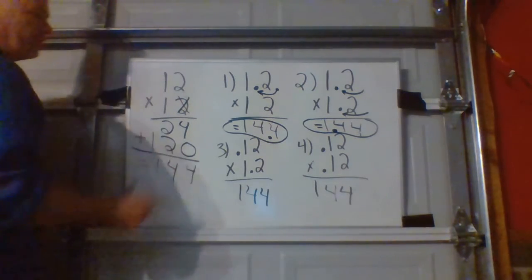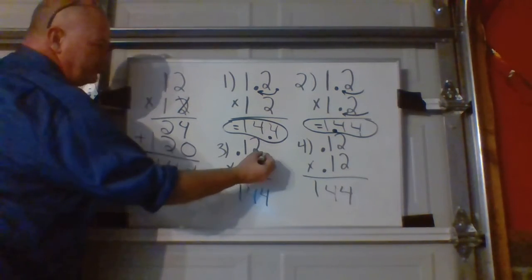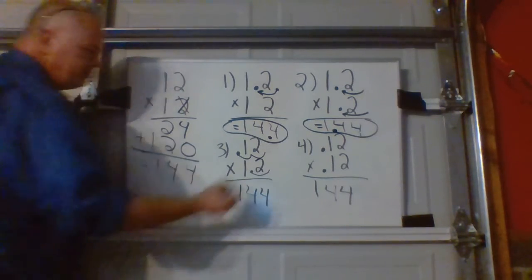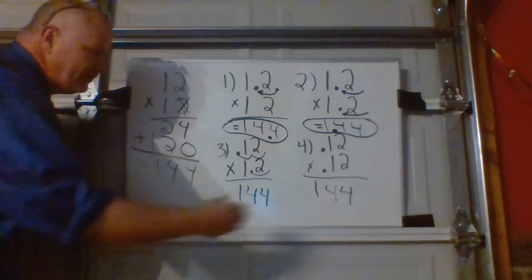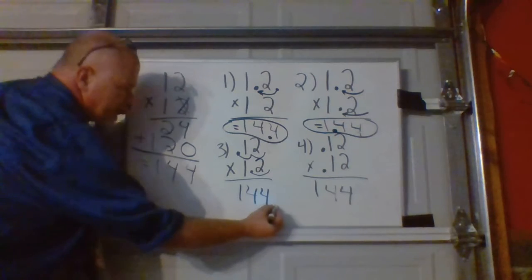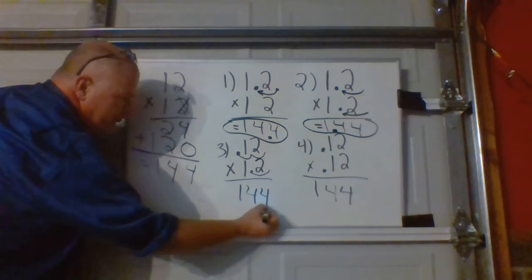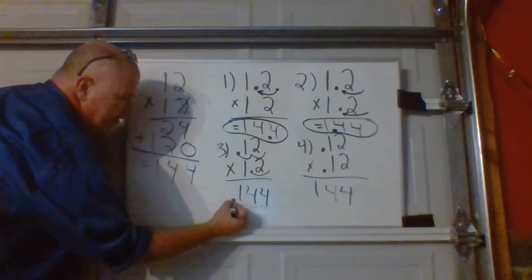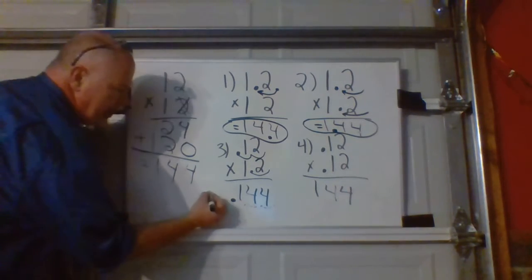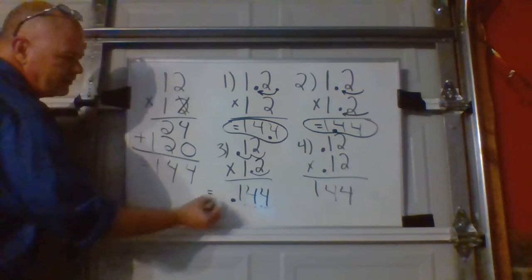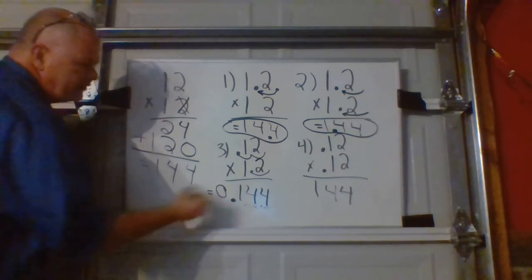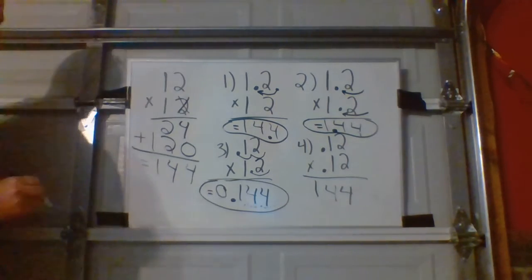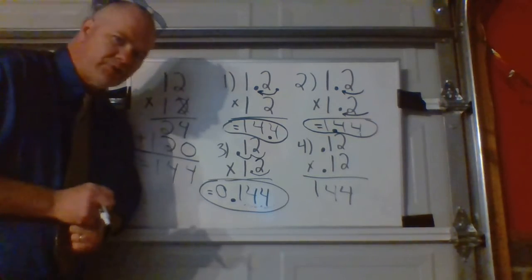Let's look at number 3. This guy's been moved 2 spaces to the left. This guy's been moved 1 more space to the left. That's 3 spaces total. We want to start at the end like always. Move 3 spaces to the left. 1, 2, 3. I put in my decimal point, and this is absolutely correct. A lot of the times we want to put a 0 in front of this, but it's not absolutely necessary. Our final answer here is 0.144, and that's absolutely correct.